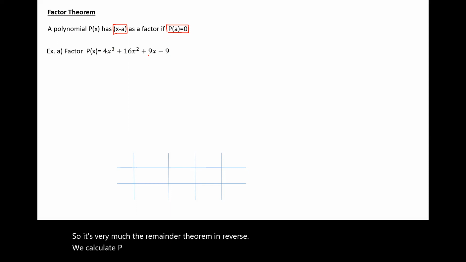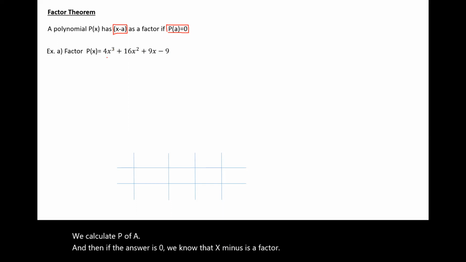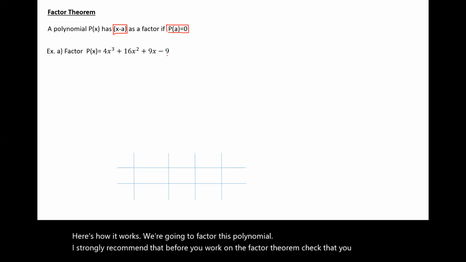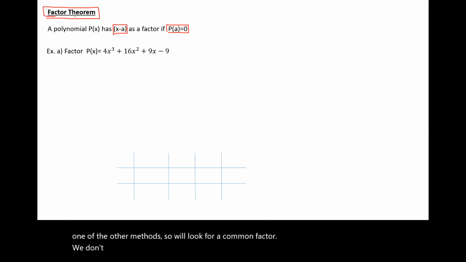Nope. We don't have 2 or 3 terms, we have 4, so we'd have to do grouping. That's in the ratio 4 to 16, and that's in the ratio 9 to negative 9. They're not in the same ratio, so grouping is not going to work. So that means the only method left to us is the factor theorem. So here we go. What do?